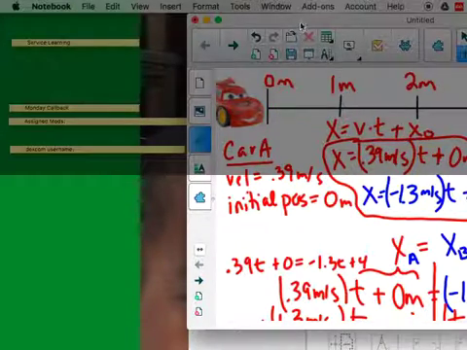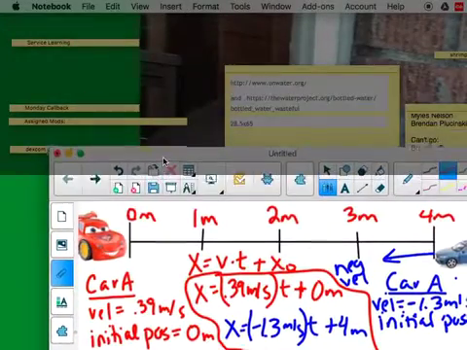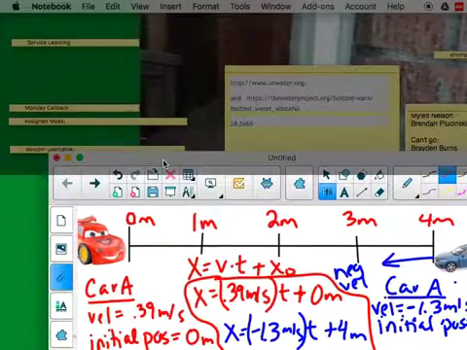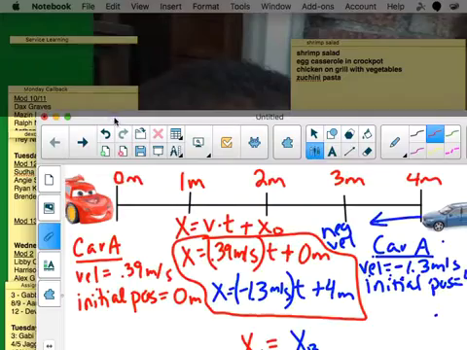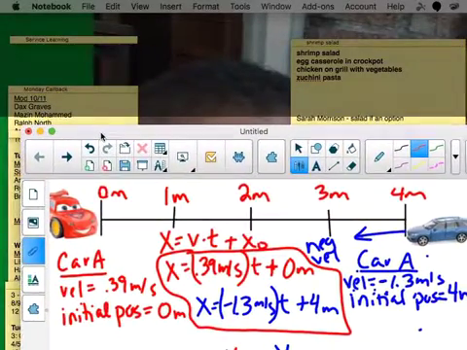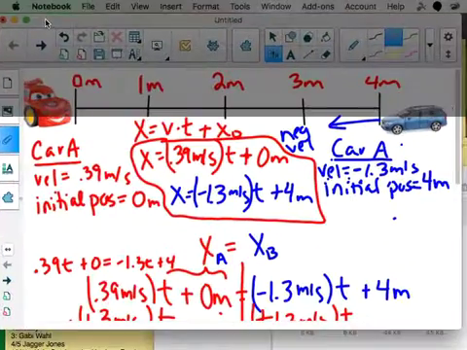Lost my image. One moment. Let me fix the screen here. Technical difficulties. Okay, there we go.